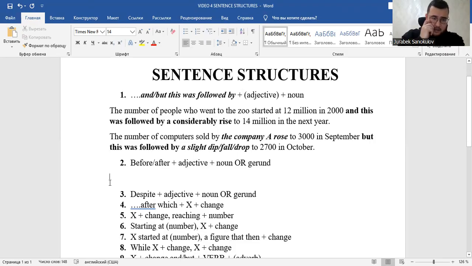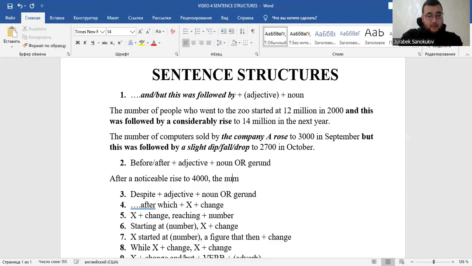So let's just use them. Look at this. After a noticeable rise to, let's just say, 14,000. So now if you pay attention, I didn't include any context here. You don't know what increased here. So to let the examiner or the reader know what you're talking about or what changed, you need to include that thing in the second part of the sentence. Not in the first part, but in the second part of the sentence.